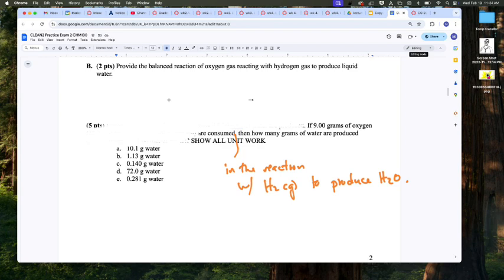Now you're looking at the third unit. What changed? 9 grams of oxygen are consumed in the reaction with hydrogen gas to produce water. Then how many grams of water are produced? What changes now about the question? What's that? Nothing is given. All of those conversions that we wrote out that were given in the question are now things you have to know where to find.